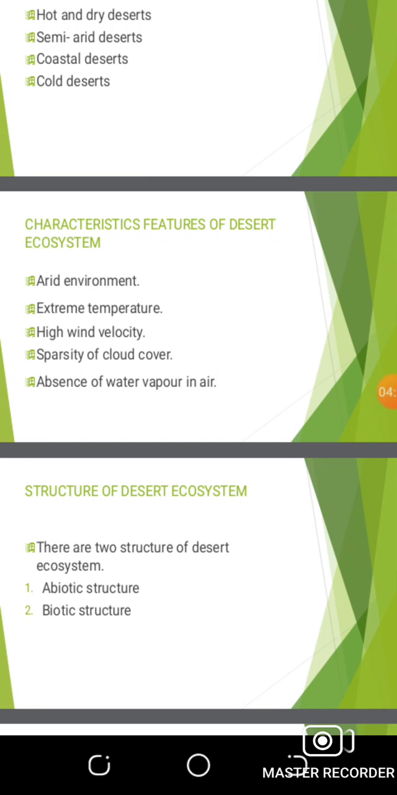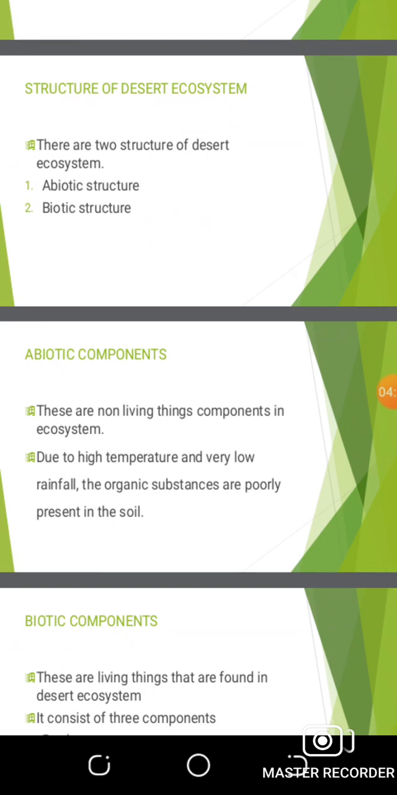So let me take you to the structure of desert ecosystem. There are two structures of desert ecosystem, namely abiotic structure and biotic structure. The abiotic structure of desert ecosystem consists of the non-living components of an ecosystem. Due to the high temperature and very low rainfall, some organic substances are poorly present in the soil in a desert ecosystem, because few organic substances can survive high temperature and very low rainfall.